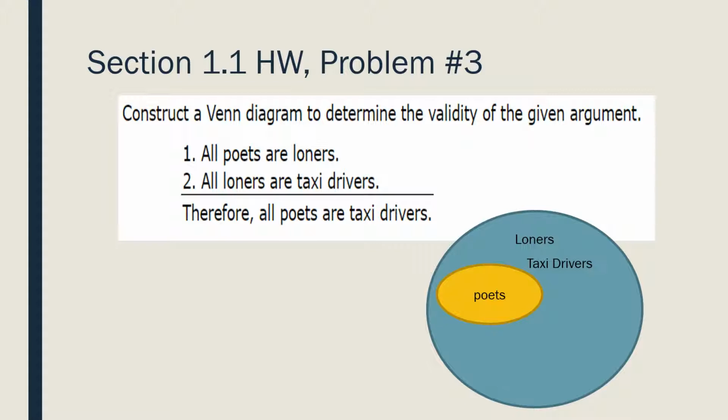And it says, therefore, all poets are taxi drivers. So is that valid given this argument? Yes. So poets belongs in this big circle of loners and taxi drivers. So that would tell us that all poets must also be taxi drivers. So this is valid. Now once again, this may not be true, but it is valid according to the premises that we were given.